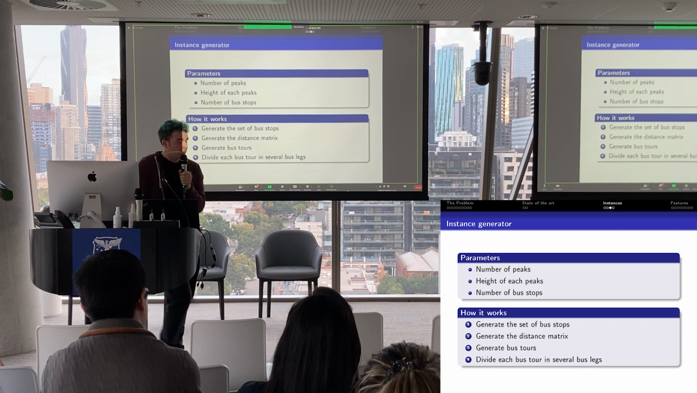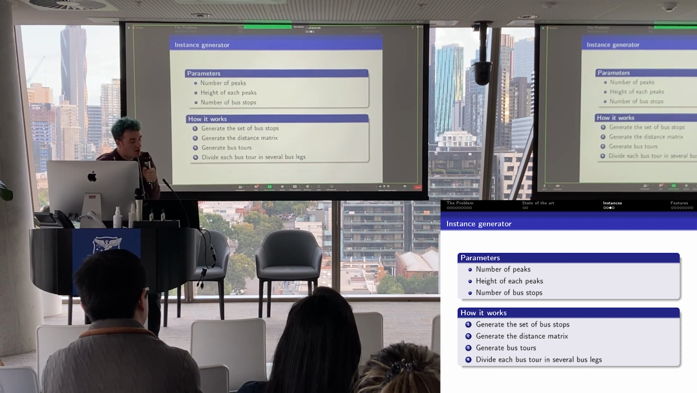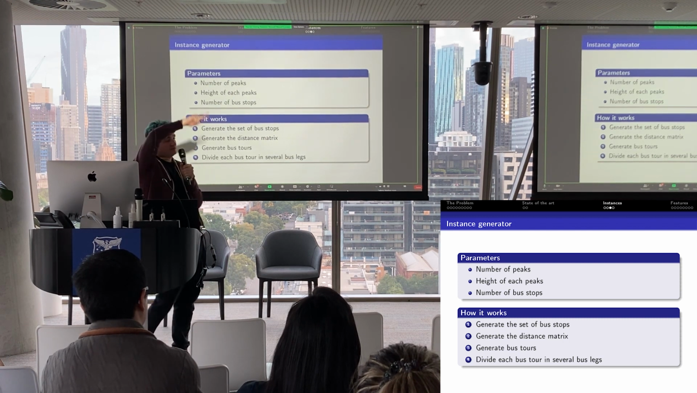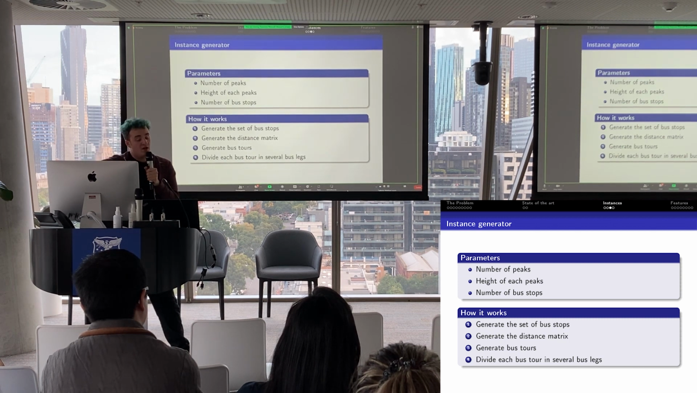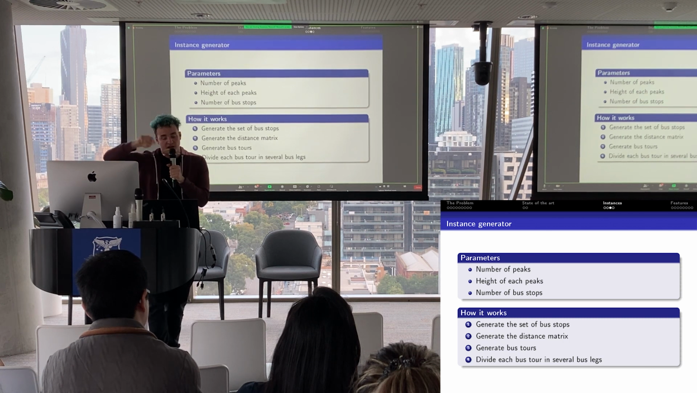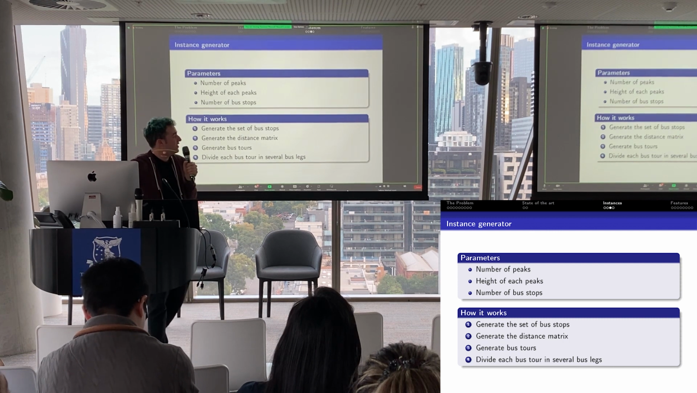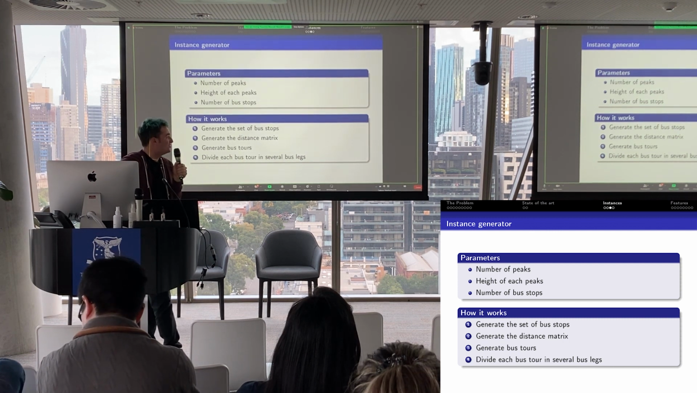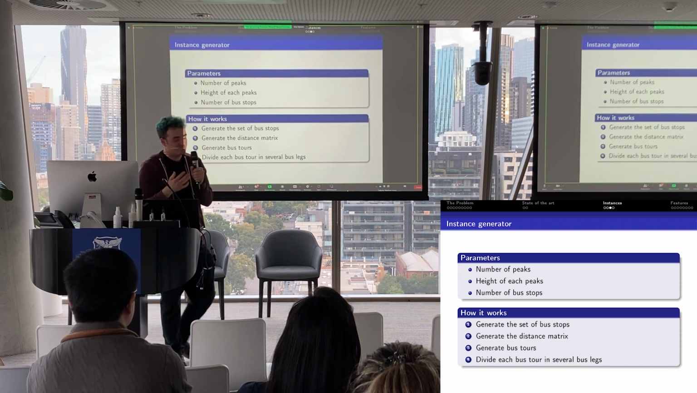And for the instance generator, we have many parameters. There is the number of peaks of the demand. So we can play with the number and the height of each peak, and also the number of bus stops that we deal with. And it's very promising, and we hope to generate more diverse instances.